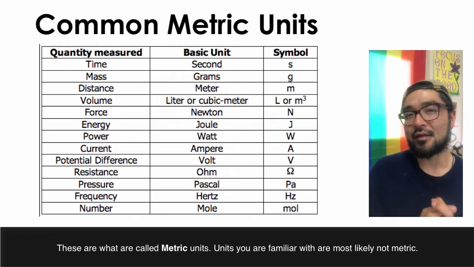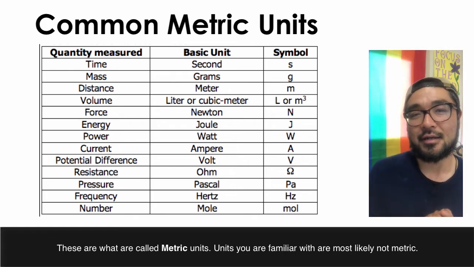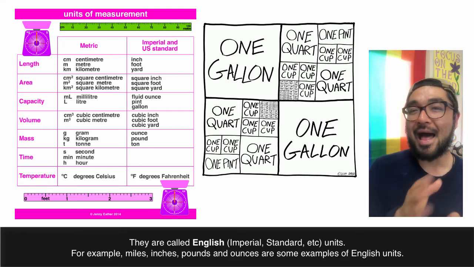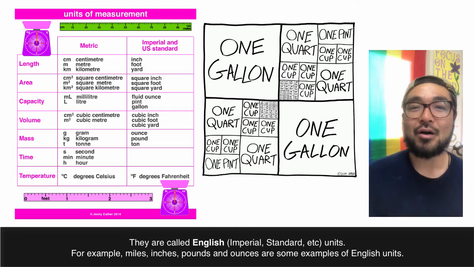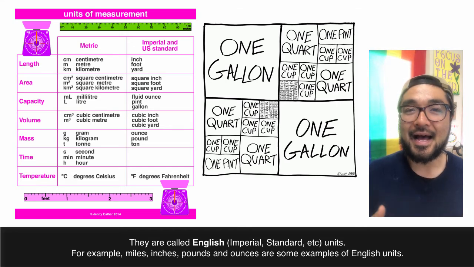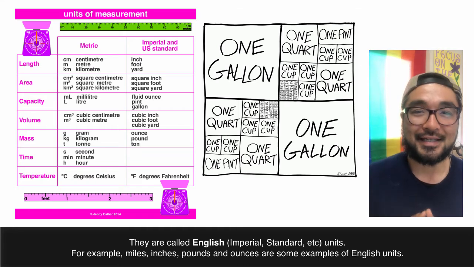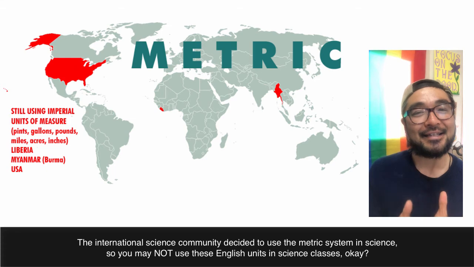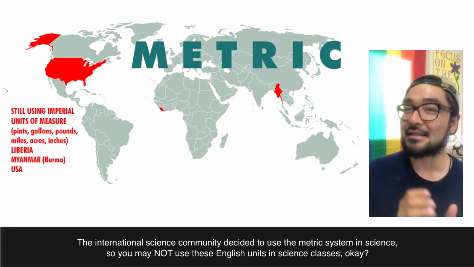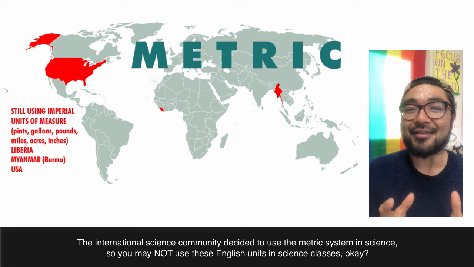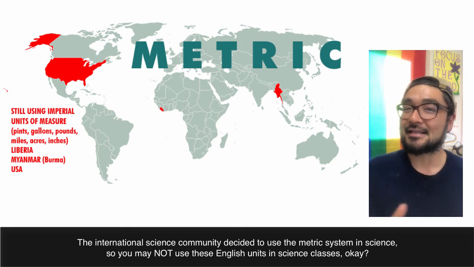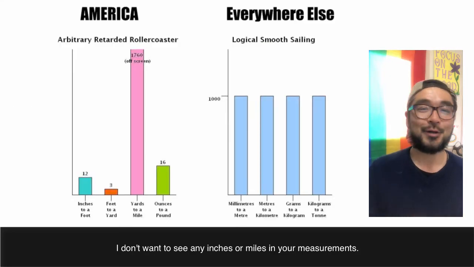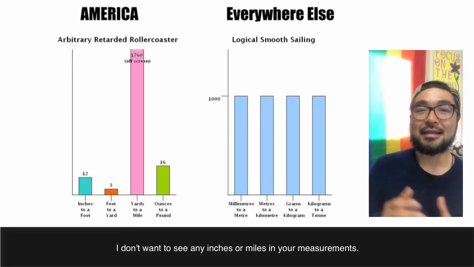Units you're familiar with are most likely not metric. They are called English units. For example, miles, inches, pounds, and ounces are some examples of English units. The international science community decided to use the metric system in science, so you cannot use these English units in science classes. Okay, so I don't want to see any inches or miles in your measurements.